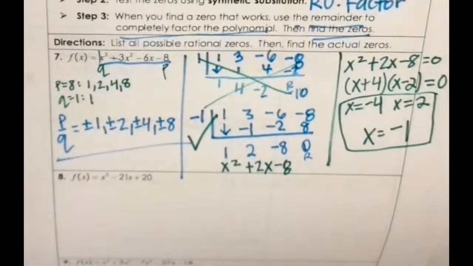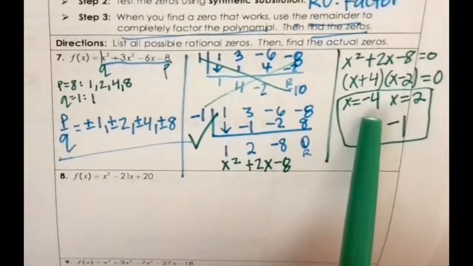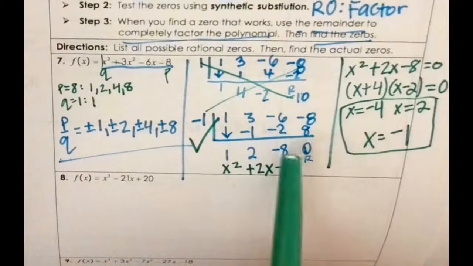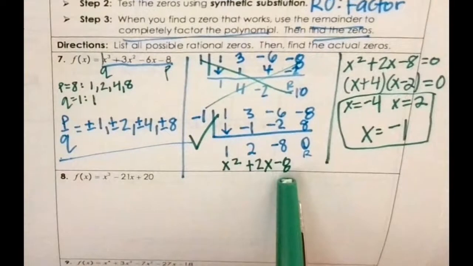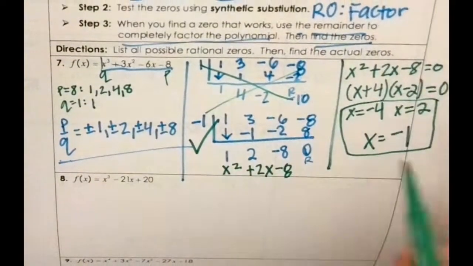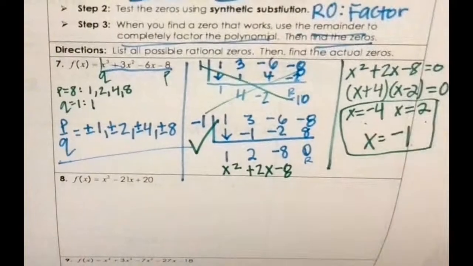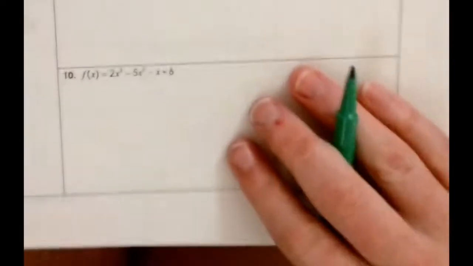Okay? So also what I want to point out is if your neighbor decided to try a random one and they actually tried -4 first, they would get a remainder 0. They'd have a different polynomial to factor, and they would still get the same zeros. So it doesn't matter which one you try. Okay? You're going to get the same answer at the end, if you did it right, of course.